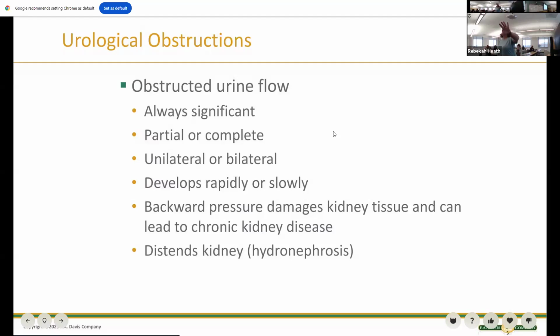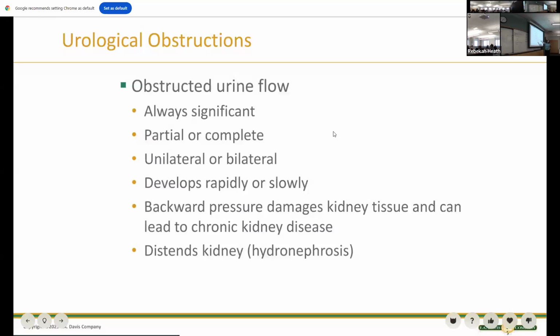Anytime you do have some sort of obstruction, it's always significant. It's always a big deal because that means that urine is backing up. It can be unilateral or bilateral, specifically when we're talking about above the bladder. We can have below the bladder or some sort of urine outlet obstruction, but anytime we're above the bladder, it might be just one side or another, depending on what's causing the blockage. When I say blockage or obstruction, those mean the same thing. Something's keeping the urine from flowing down the path it normally would.